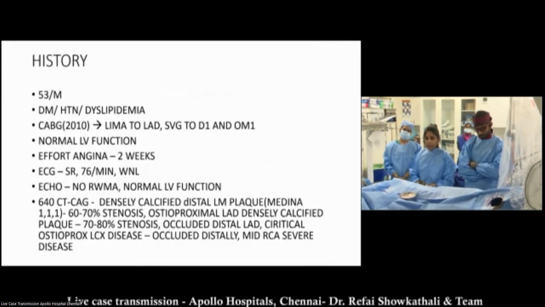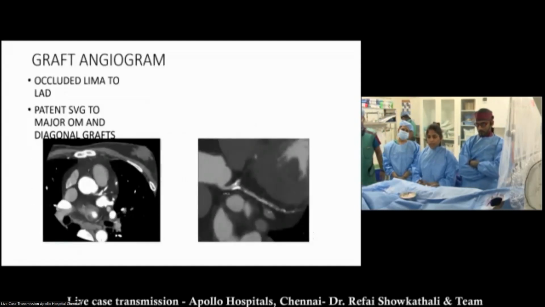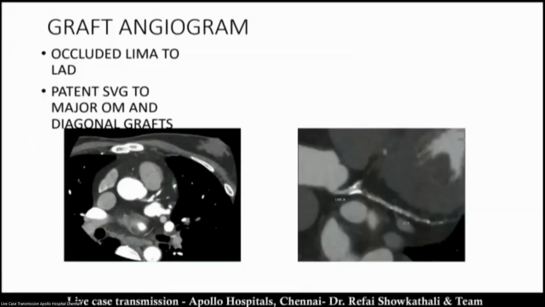He underwent a CT angiogram which showed densely calcific distal left main and osteoproximal circ and LAD disease. It's a Medina 111. There's around 70 to 80% plaque burden in the distal left main and the osteoproximal LAD. The circ was also severely diseased, and the mid-RCA had around 50 to 60% stenosis. The graft angiogram showed an occluded LIMA to LAD graft, but the venous grafts were patent. In the right panel, we can see the dense calcium at the distal left main extending into the LAD. The left panel, which is a contrast image, shows the filling defect in view of the severe stenosis in the osteoproximal LAD also.